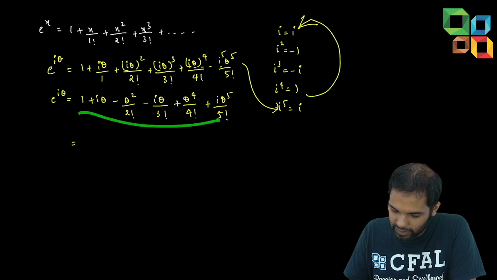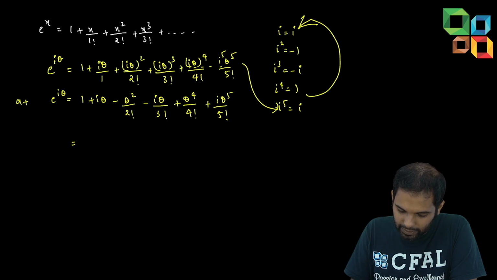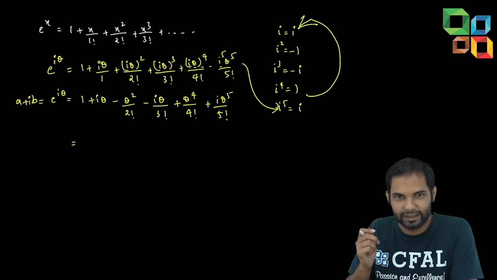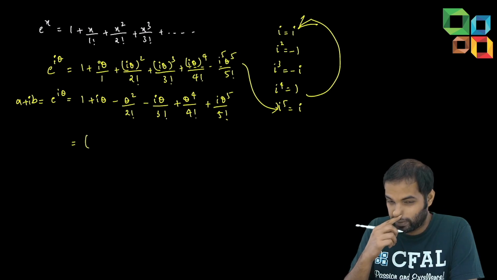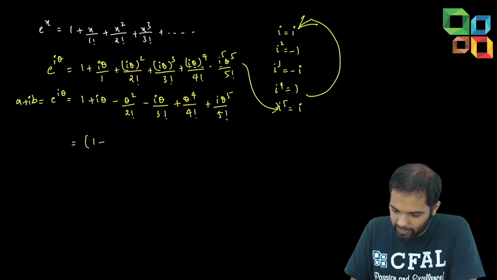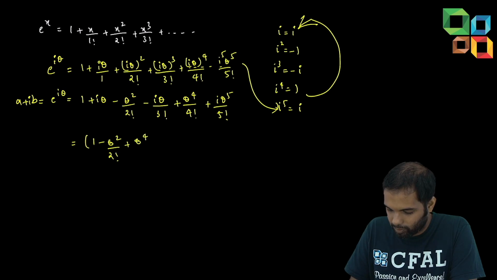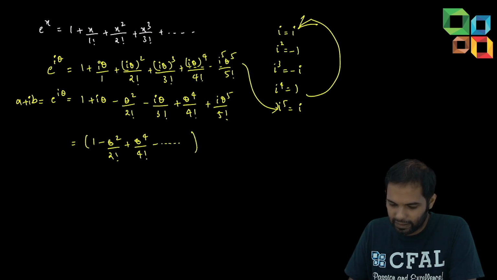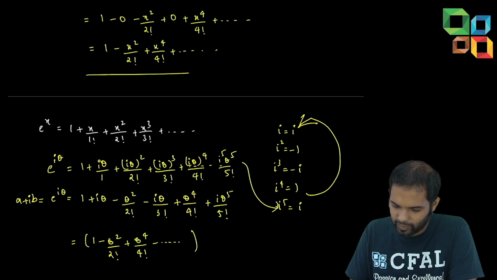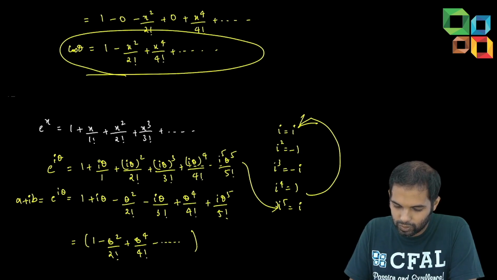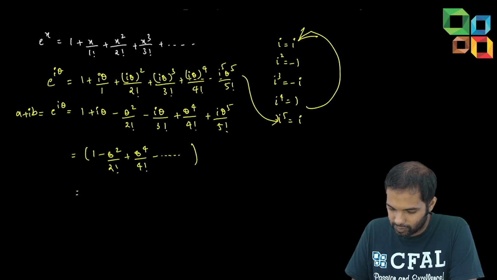See, complex numbers, so I want to write in terms of a plus ib, correct? Just to equate it. We want to equate it to cos theta plus i sin theta. So the constant terms, or the real part: 1 minus theta square by 2 factorial, then plus theta power 4 by 4 factorial, and so on. Did we see this somewhere? This was nothing but cos x. Or in this case, this is nothing but cos theta.